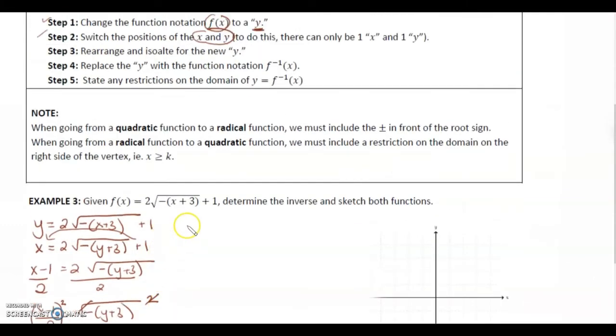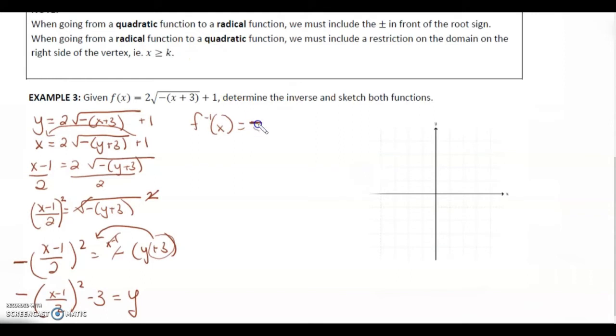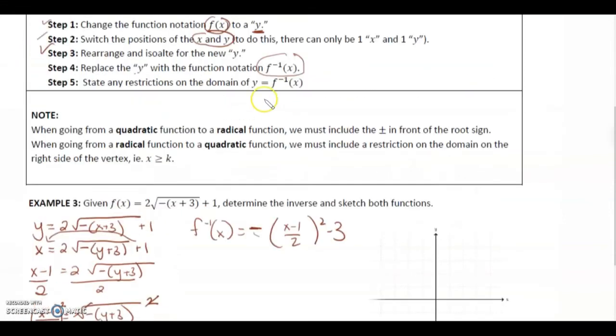So, going back up here, now we're going to replace the y with our function notation. So we're going to write f inverse of x equals negative x minus 1 over 2 squared minus 3. Okay, so now we want to do step 5: state any restrictions on the domain of the inverse function.